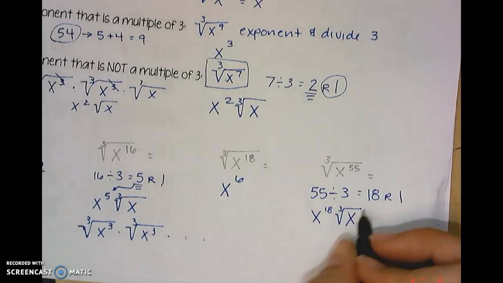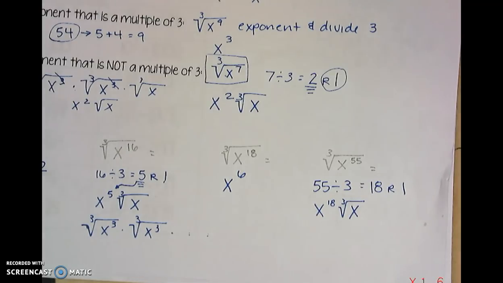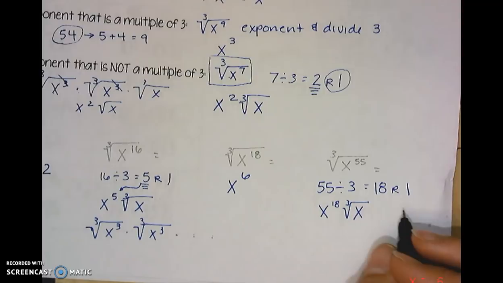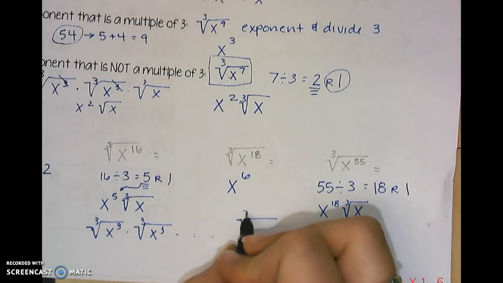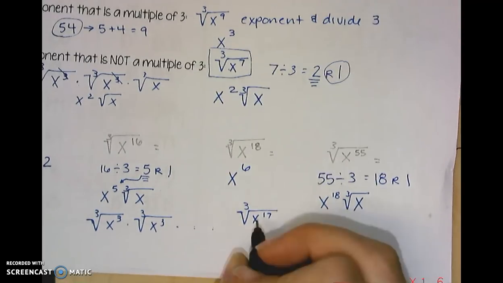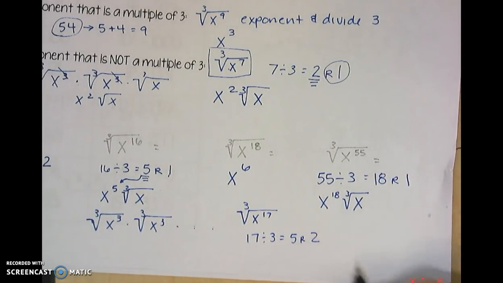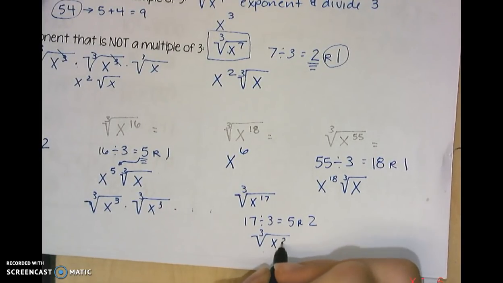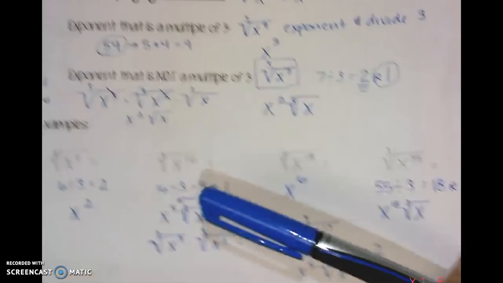Okay? It won't always be a remainder 1. It will either be a remainder 1 or a remainder of 2. Those are your only 2 possibilities. So, for example, let's think if we have the cube root of x to the 17th. So 17 divided by 3 would be 5, remainder 2. So then this would be cube root here of x squared, and then x to the 5th would be out front.